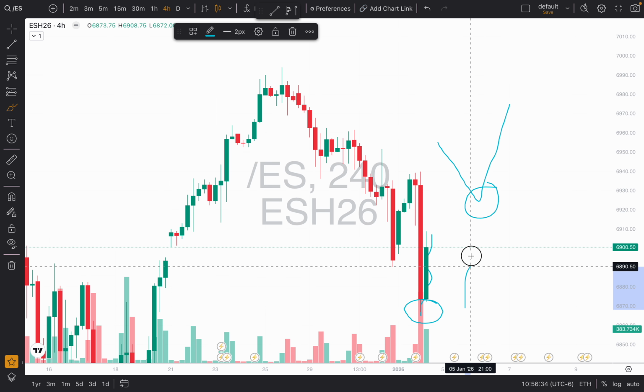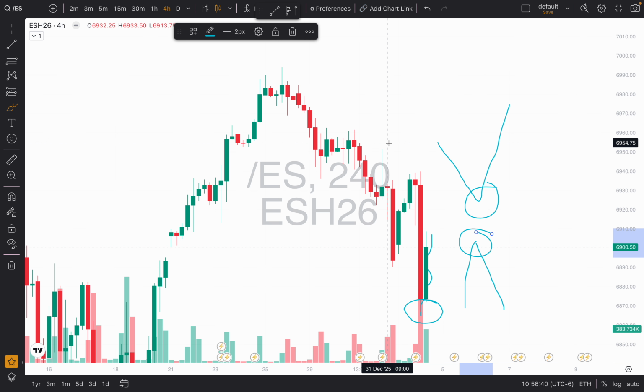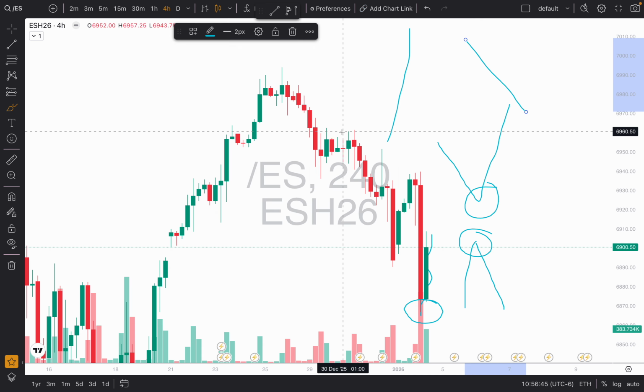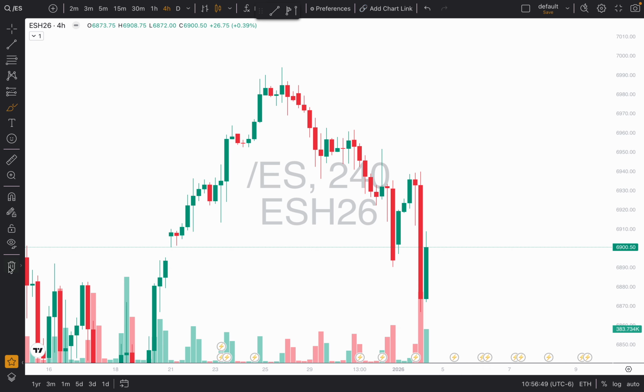You need that move up, then move down to actually have that high. Because if it's not like this, now it's just a move up, or now it's just a move down. It does not have a key level. It does not have a point to make it that high or make it that low. So remember that. I hope that made sense.